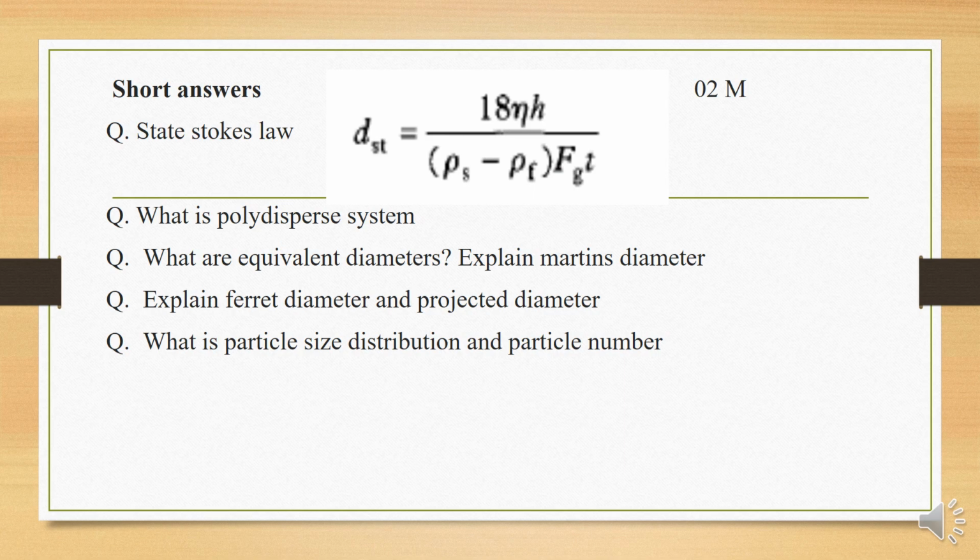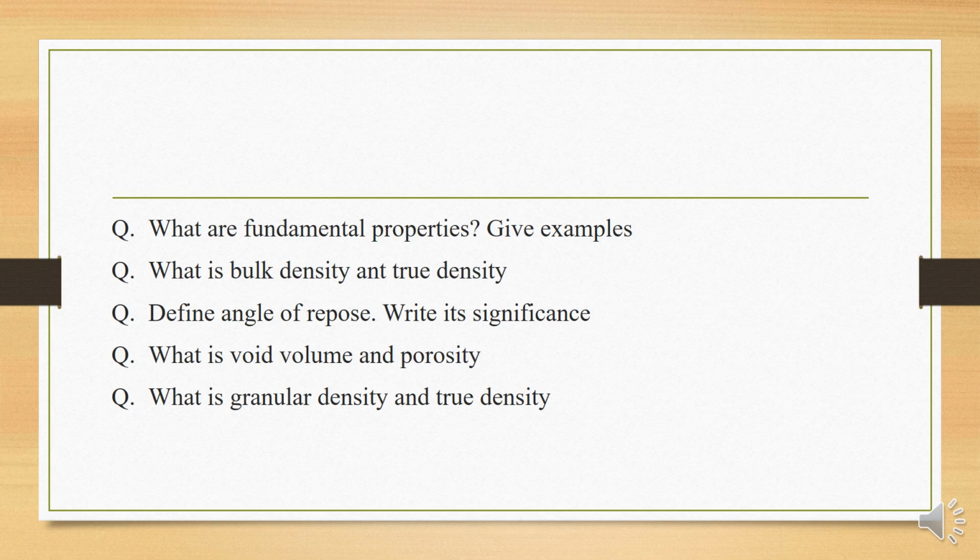from this area. Next one, what are the fundamental properties? We have already seen that the particle size, shape, etc. will come under the fundamental properties. You can give the example like that. And derived properties are density, bulkiness, porosity, etc. Then the next question is about the bulk density and true density, which we already saw.